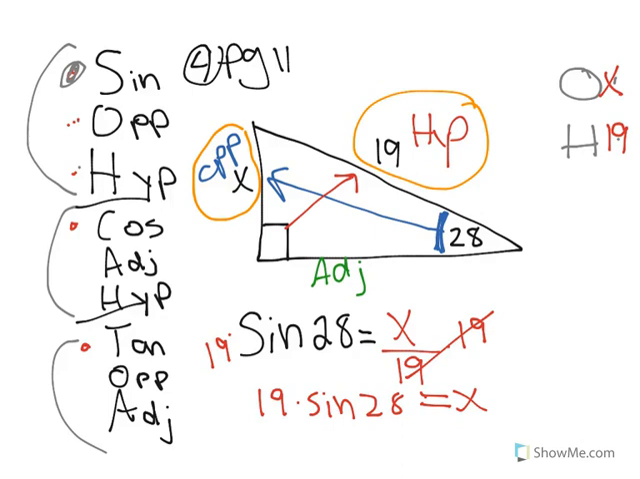And then that's what we're going to put into your calculator. You're going to type it in just like that. The 19 is first, and then sine 28. Depending on the calculator, you might have to change the mode, which I can show you in a different video. So once you put this in your calculator, you get x is 8.9.